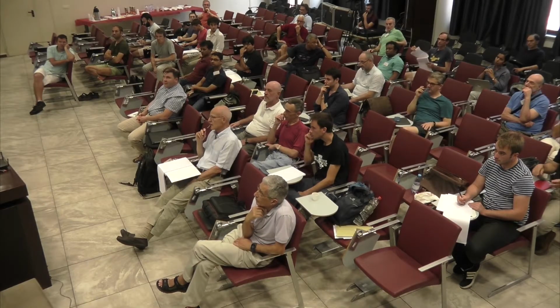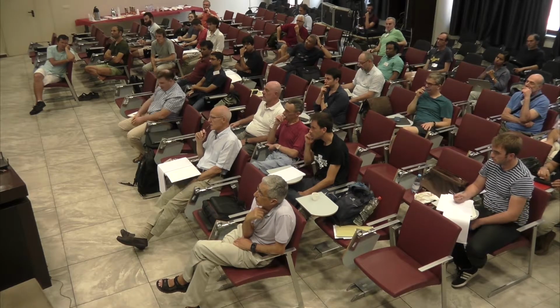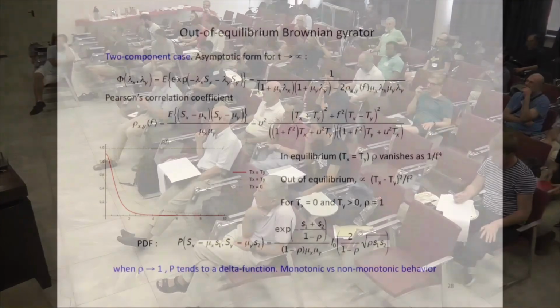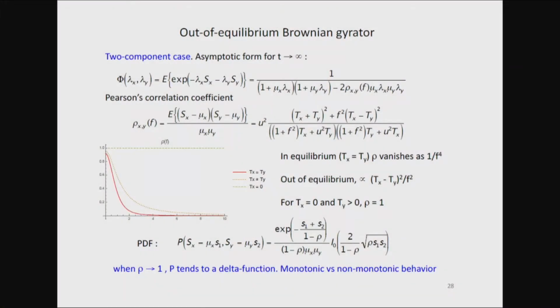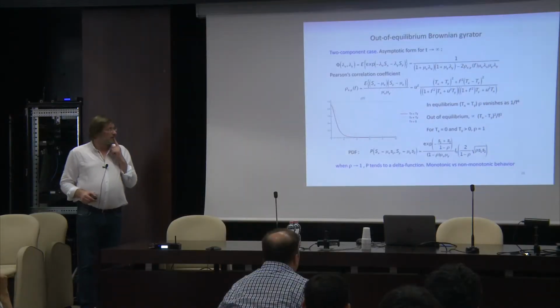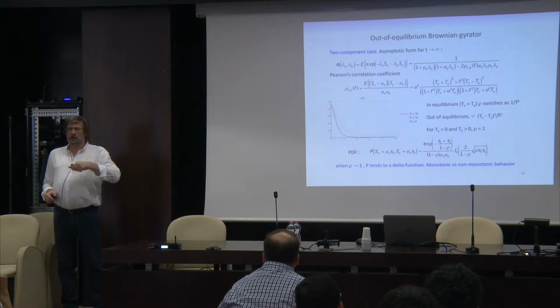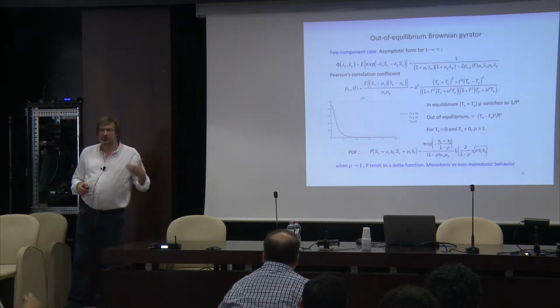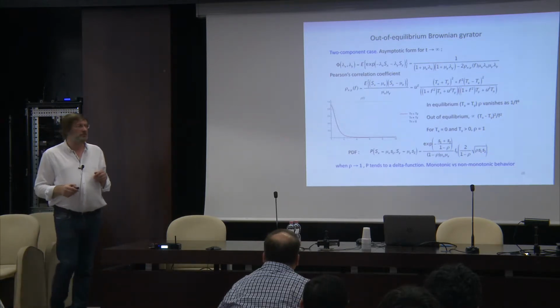Okay. Now, the two-component case. We create now the following object where we look on the two components. The moment generating function has this form, and the quantity which appears here is the Pearson correlation coefficient. It has the following explicit form here. And now, on the level of this quantity, you may see that correlations in equilibrium and out of equilibrium are pretty different.